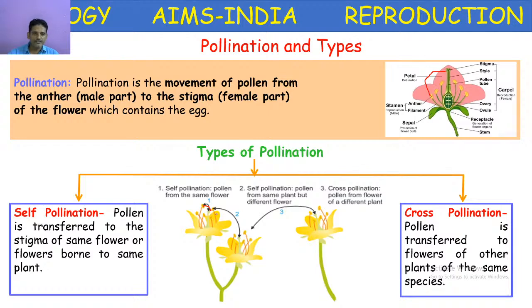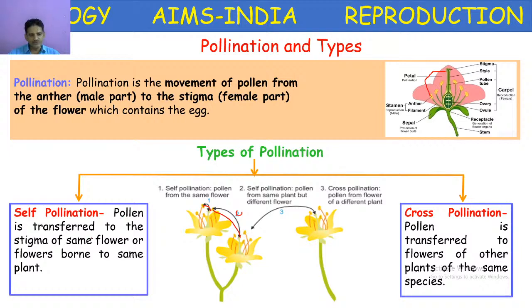It is self-pollination. Here, in the second one, the transfer of pollen grains is taking place from the anther to the stigma of another flower of the same species, the same plant. It is also self-pollination. Next, cross-pollination. In cross-pollination, the transfer of pollen grains takes place from the anther to the stigma of different flowers of the same species but different plants.